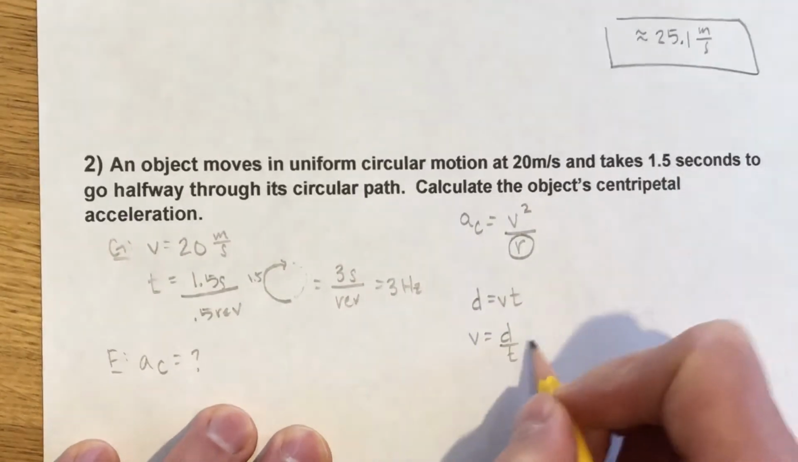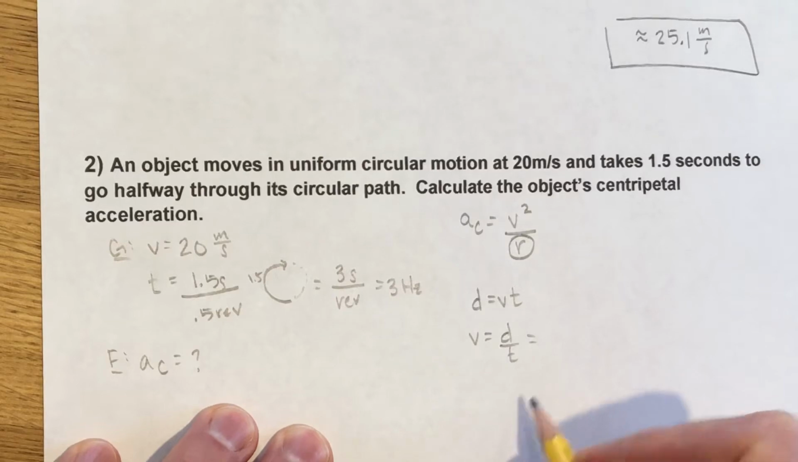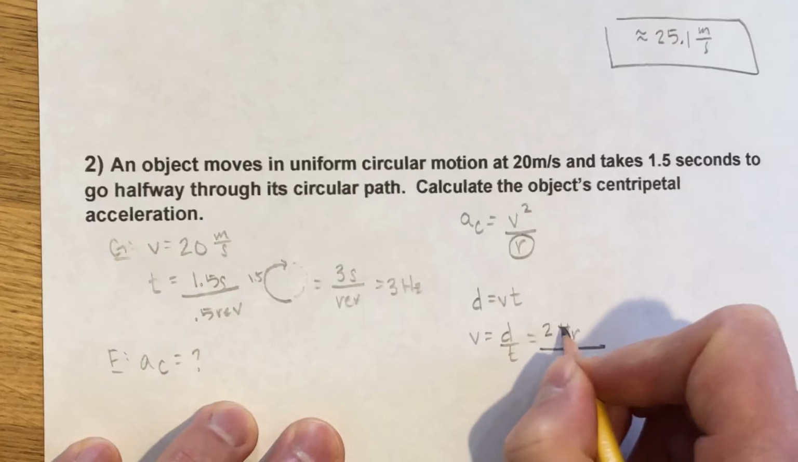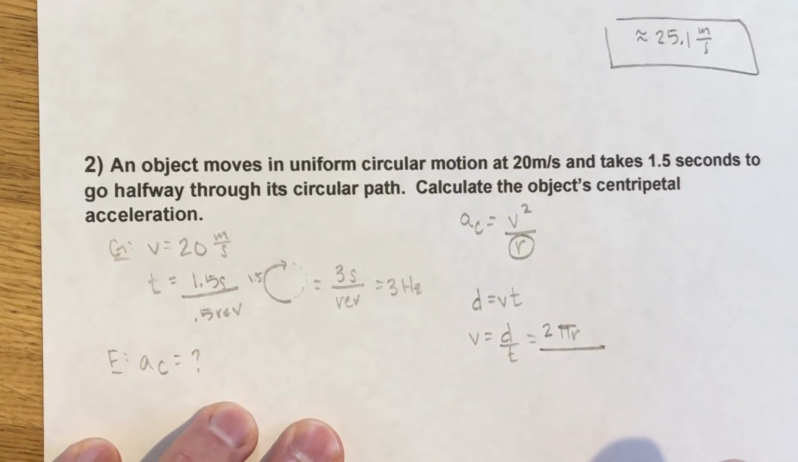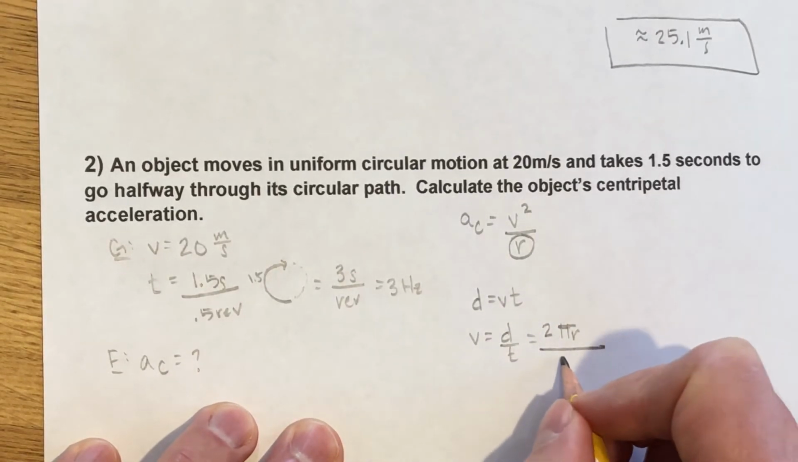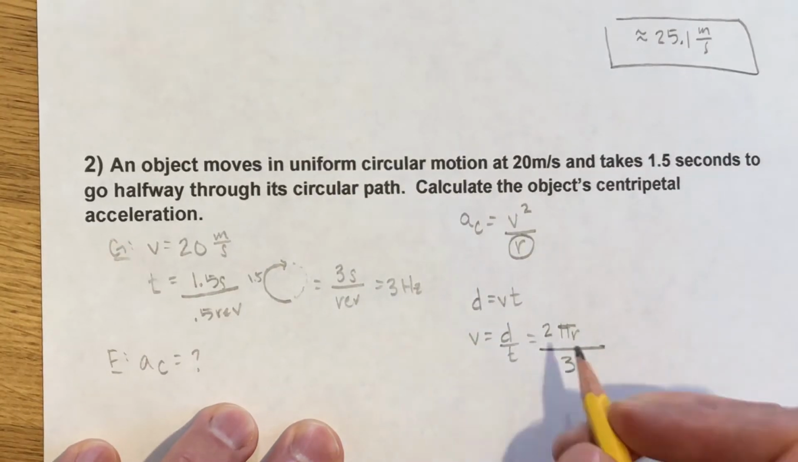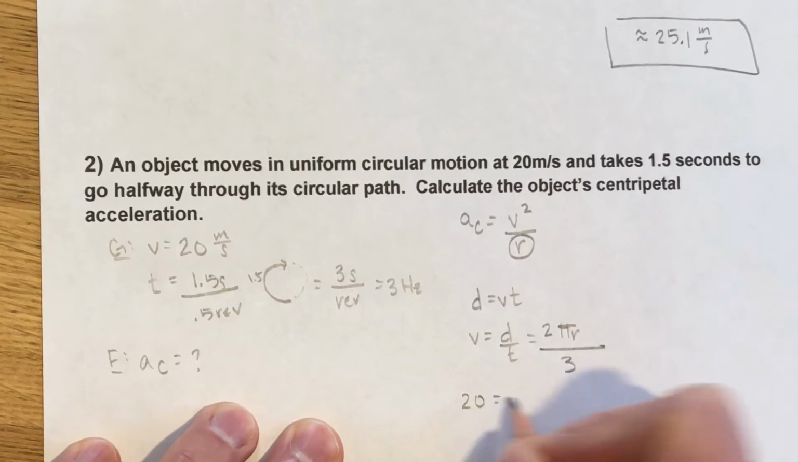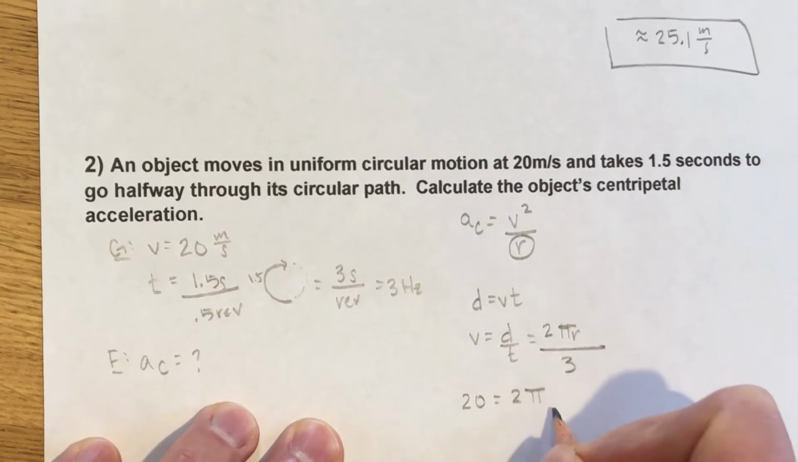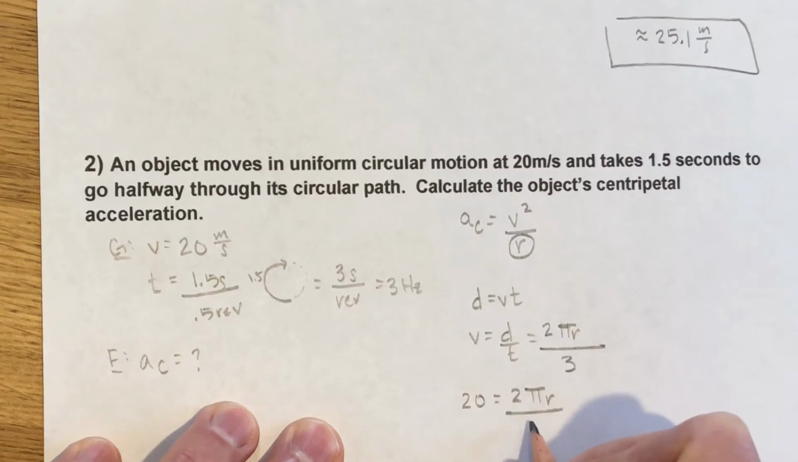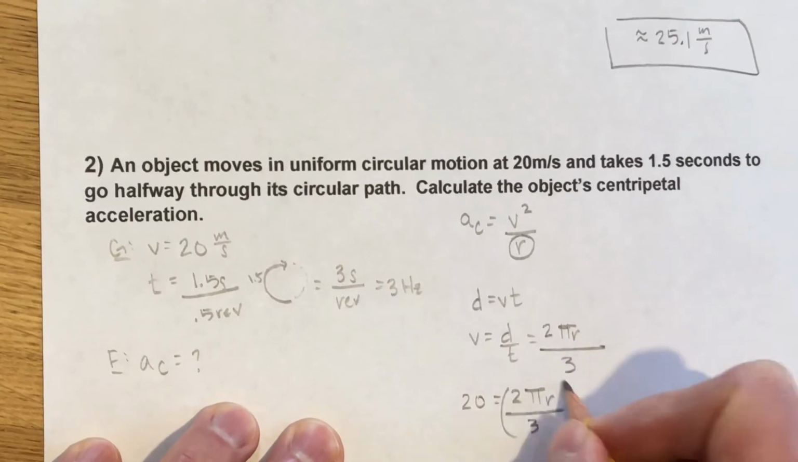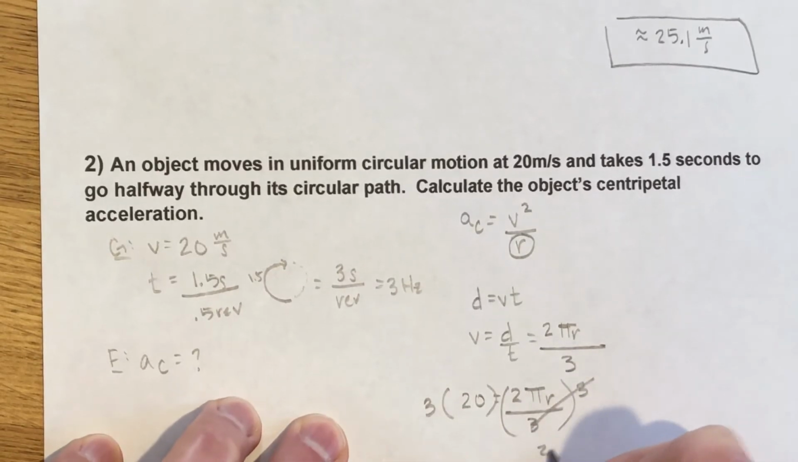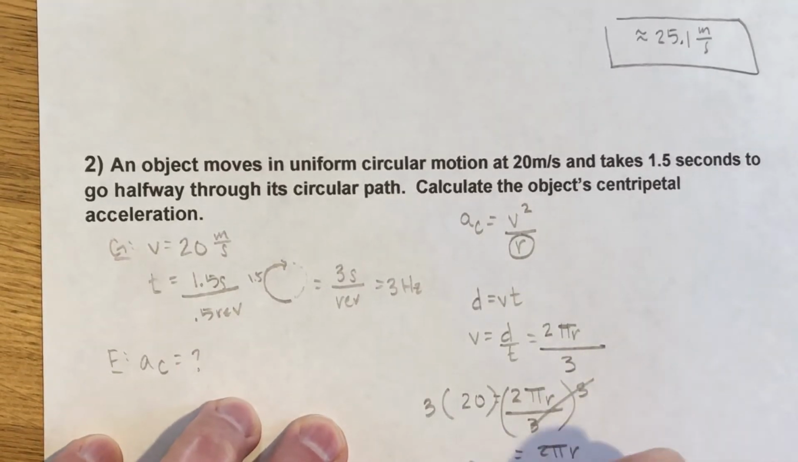And remember, the distance we're talking about, because it's a circle, is the circumference of a circle. So it's 2 pi times the radius. And here we know the time to complete one revolution is 3 seconds. So now we have this equation, a velocity of 20 equals 2 pi times the radius divided by 3. So multiply both sides by 3. 2 pi times the radius equals 60.